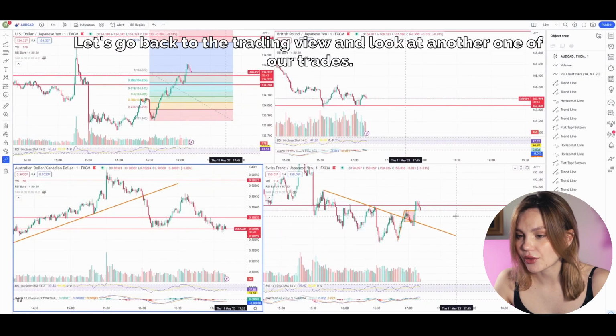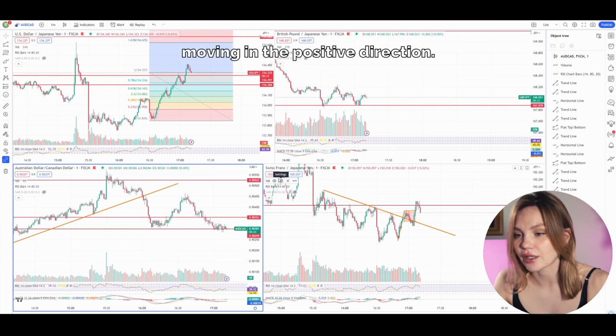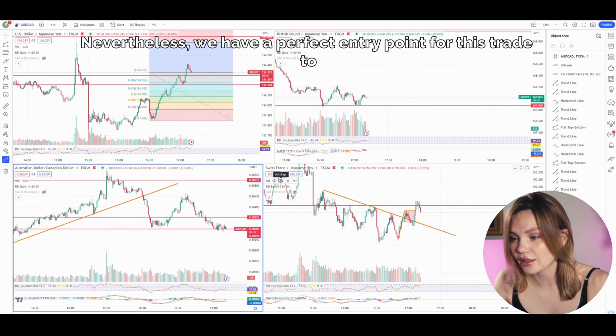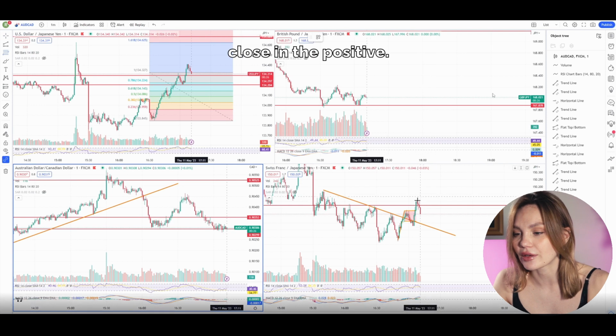Let's go back to the trading view and look at another one of our trades. Australian dollar and Canadian dollar is currently confidently moving in the positive direction. As we can see, there is still accumulation happening. Nevertheless, we have a perfect entry point for this trade to close in the positive.